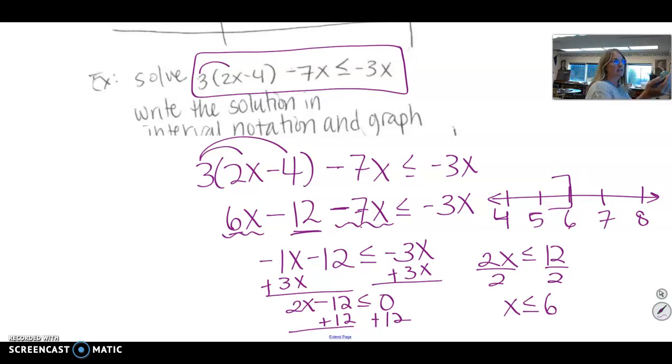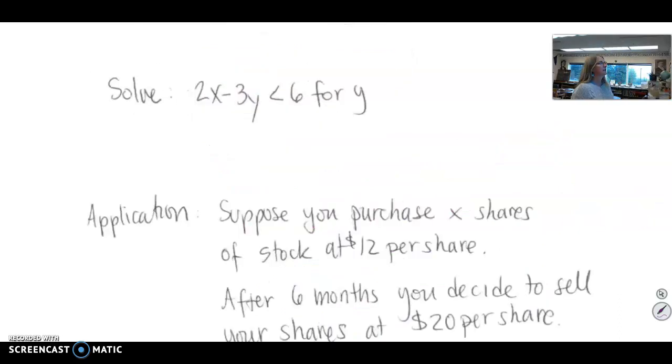And then if you want to write this in interval notation without the graph, we're going from negative infinity, not including negative infinity, up to 6, including 6. All right. So why don't you guys try to solve this?